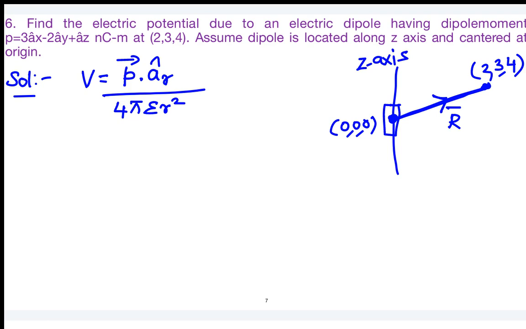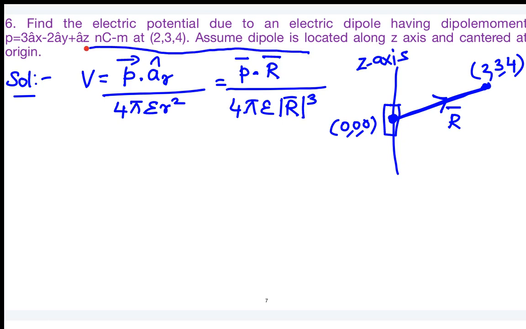If we substitute that, we know that the unit vector can be written as the original vector divided by its modulus, so R bar by mod R bar. Here R square is already there, so I can call it mod R whole cube. This is because aR cap can be written as R bar by mod R bar. So you can use this equation to find the electric potential.